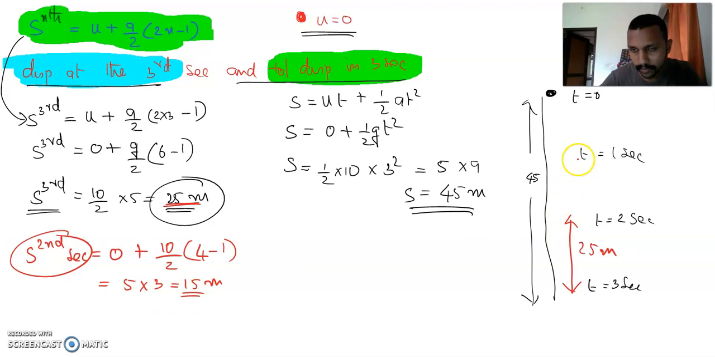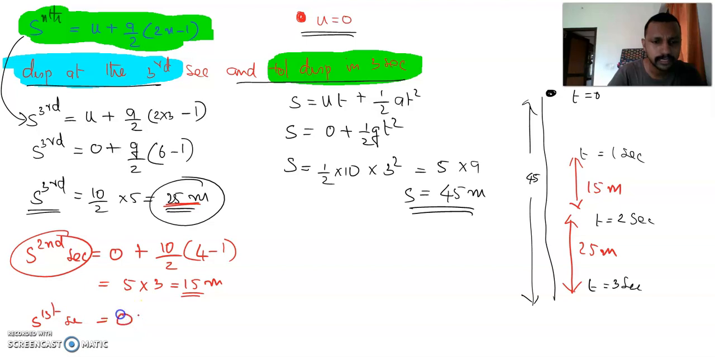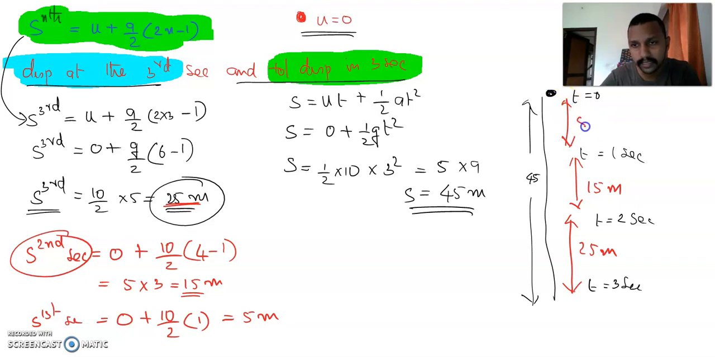That means from t is equal to 1 to t is equal to 2 second it has moved a distance of 15 meter. Then let's find out the displacement at the first second. If it is displacement at the first second, then you could say it is 0 plus 10 by 2 into 2 into 1 minus 1. 2 into 1 minus 1, it is what? 2 minus 1, that is 1. Then it is what? 10 by 2 is 5 meter. Therefore, from 0 time to 1 second, it is 5 meter.